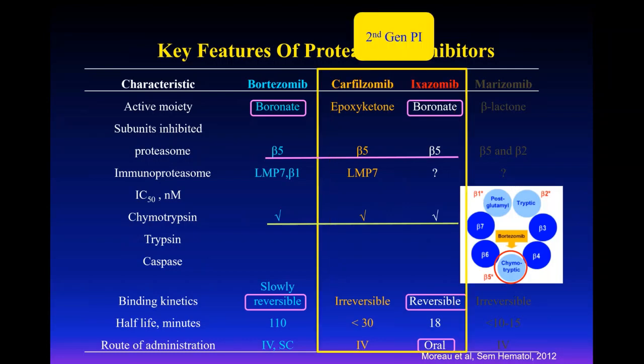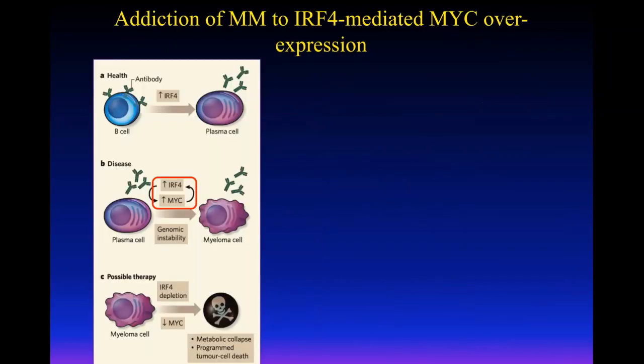And then what about IMiD? IMiD is another important drug that is very useful in myeloma. These immunomodulatory agents include thalidomide, lenalidomide, and pomalidomide. So why is it useful? First of all, we know that myeloma plasma cells, in terms of biology, are addicted to c-MYC. And one of the upstream transcription factors is IRF4, interferon regulatory factor 4.